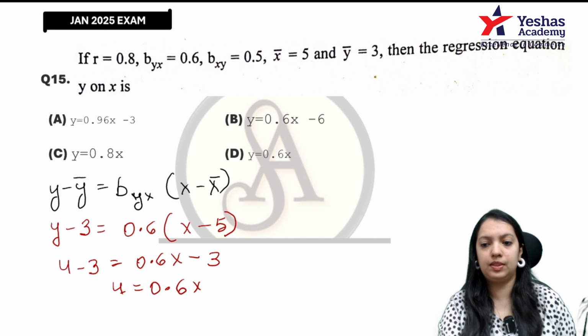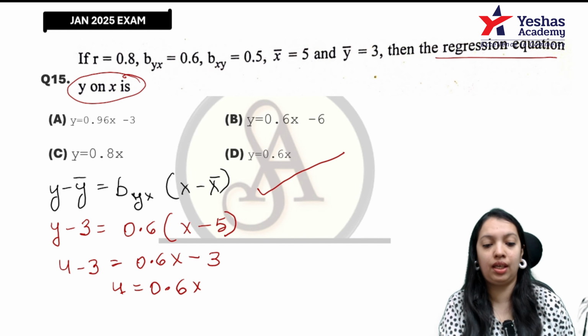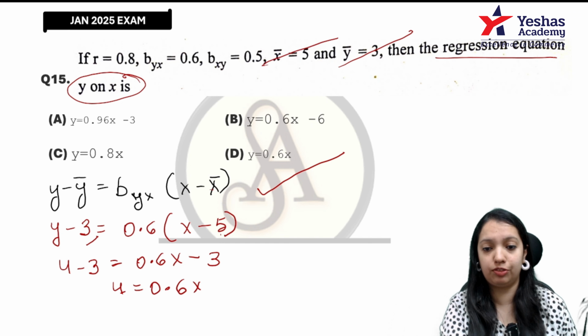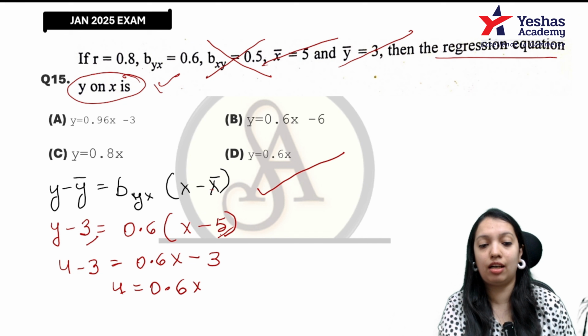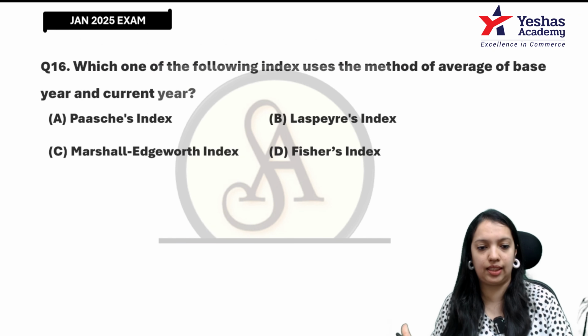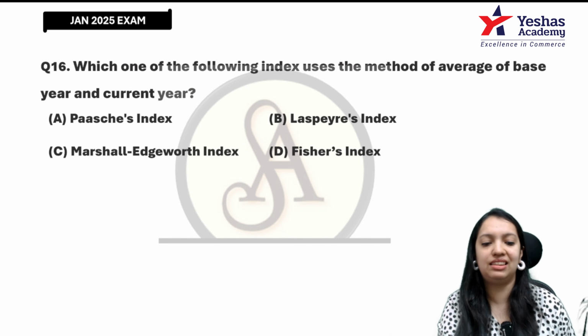Next. This question is from regression analysis. They are asking you to calculate regression equation of y on x. Y minus y bar is b yx of x minus x bar. Y bar value is given in the question as 3. X bar value is given in the question as 5. This is taken. I don't need this. Y on x means I have to use this regression coefficient. And when I solve, minus 3 gets cancelled out. Y value is equal to 0.66. Option D is correct.